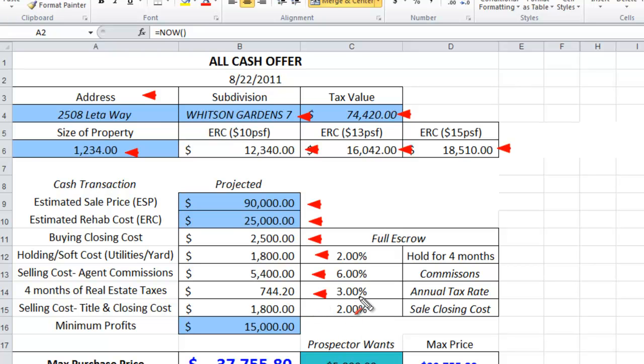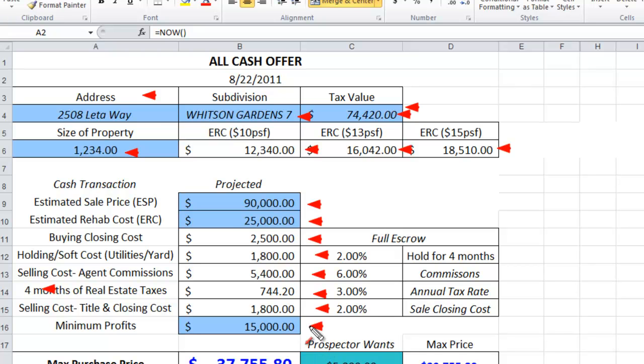Annual tax rate: the way this is calculated, it's for 4 months of real estate taxes. So it's 3% of the $74,420 tax value. 3% of that is about $2,100, and then it's divided by 12 and then times 4, so you get $744. That's what it will cost in property taxes for the investor to own it while it is vacant. And then about 2% in sales closing costs. This number can be adjusted if there's a high level of seller-paid closing cost in the neighborhood.